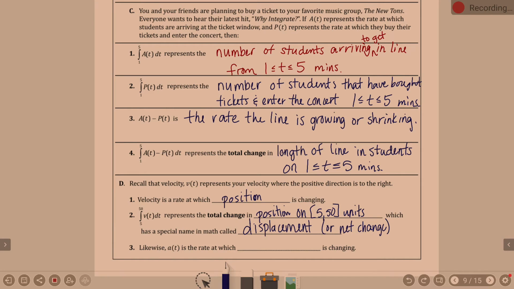And last one, likewise, a of t is the rate at which what is changing? Velocity.